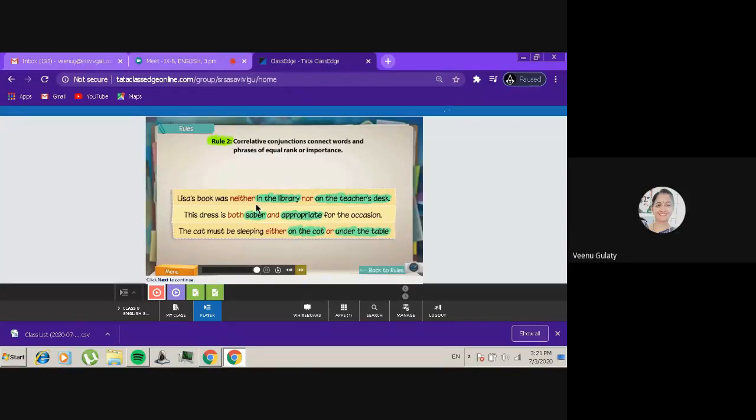Yes. And they have said that the balance, see, here also in is there, here on is there. Here also on, here under. So it is balanced. You have to take care of this. Little prepositions make a lot of difference.